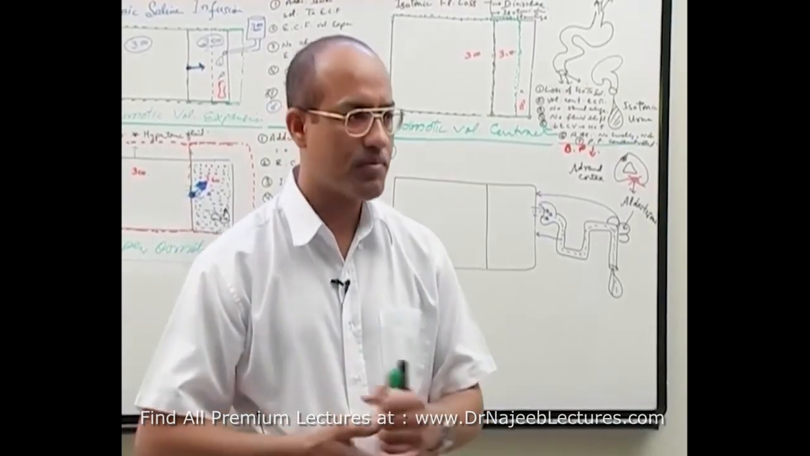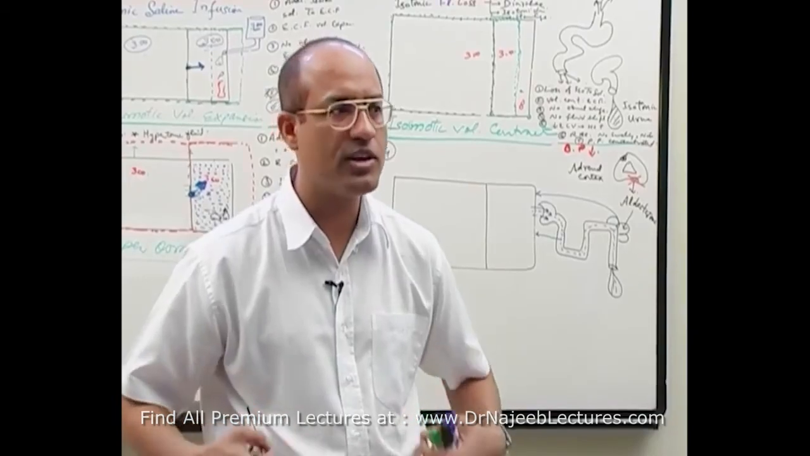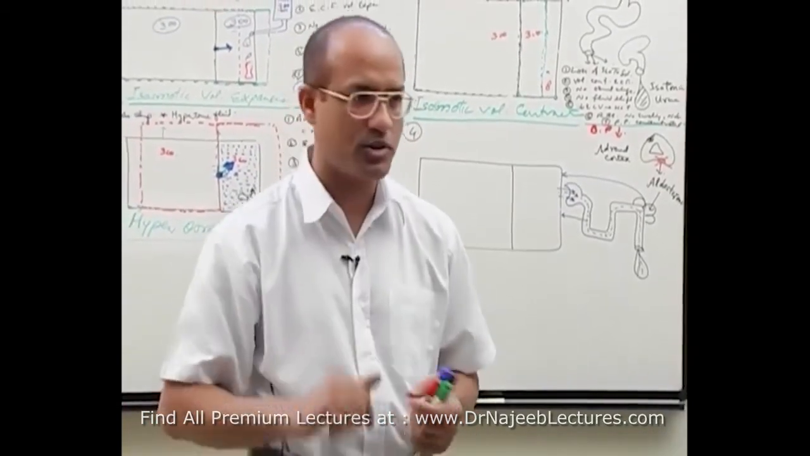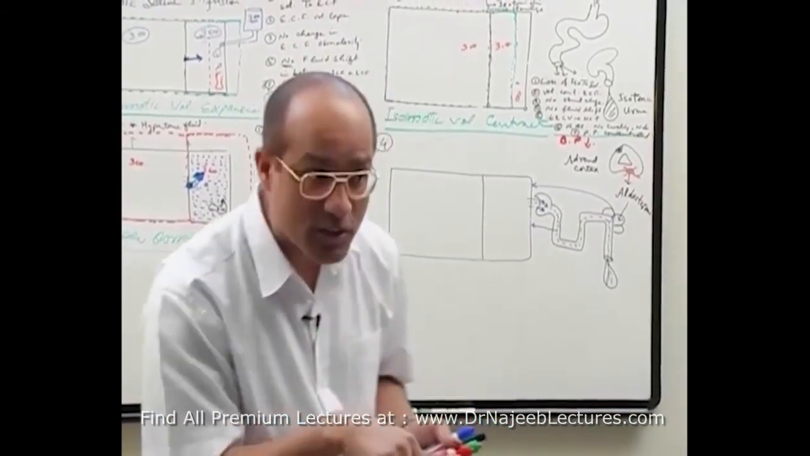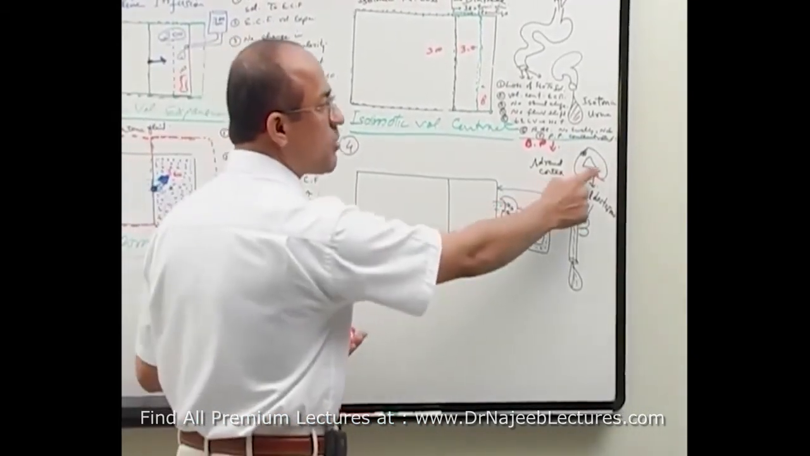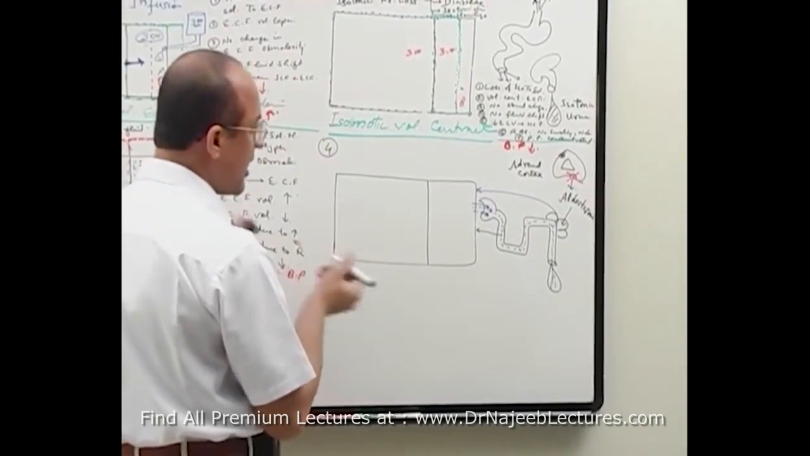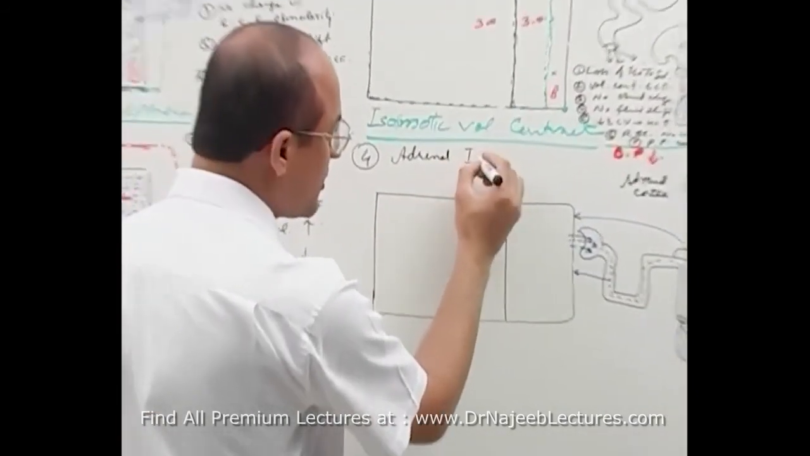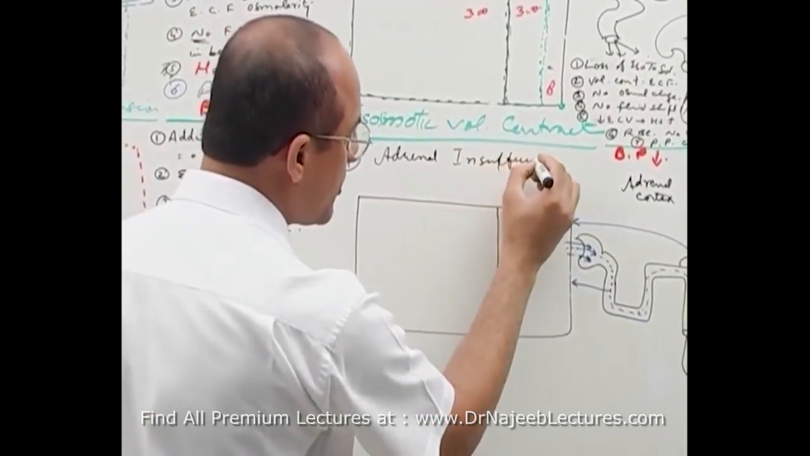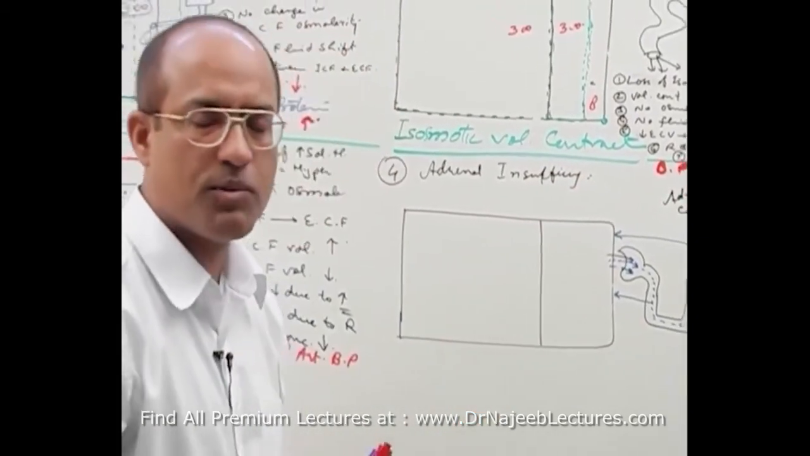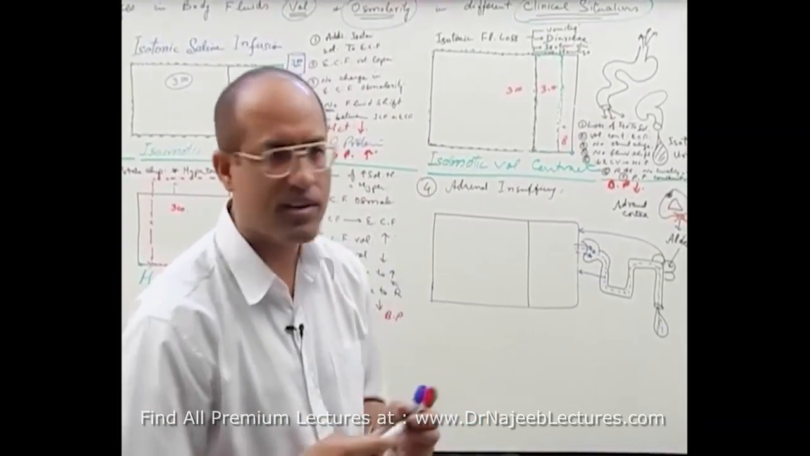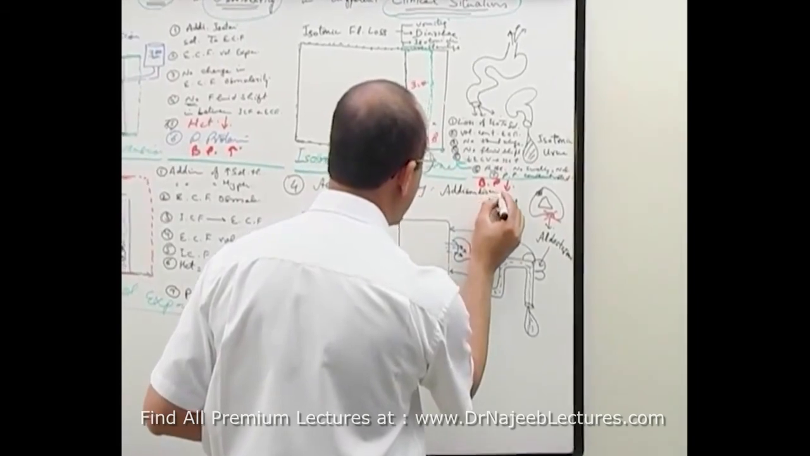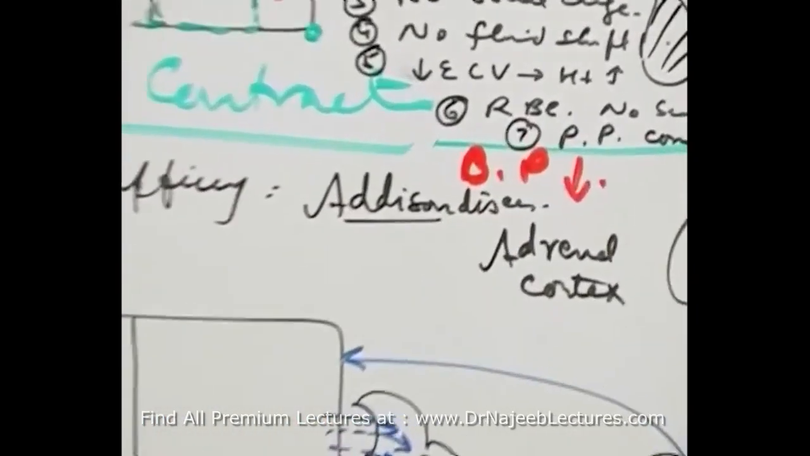So due to any reason, if both adrenal gland cortices are destroyed, you will have a severe deficiency of aldosterone and some other hormones of the adrenal cortex. So this situation is called adrenal insufficiency. Or in those conditions where both adrenal gland cortices are destroyed, we call it Addison's disease. What do you call it? Addison's disease. So in Addison's disease, the adrenal gland cortices are not working.